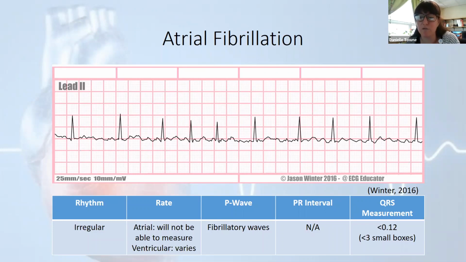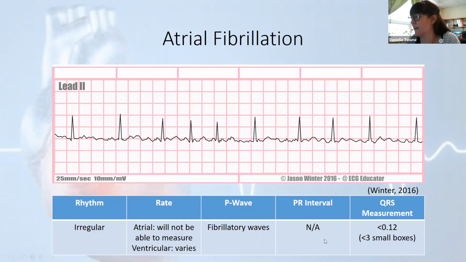Patients can also have a controlled AFib, which means the ventricular response is within the normal limits, about 60 to 100. And they can also have AFib with SVR, so that's AFib with a slow ventricular response. It would be a ventricular rate of less than 60.